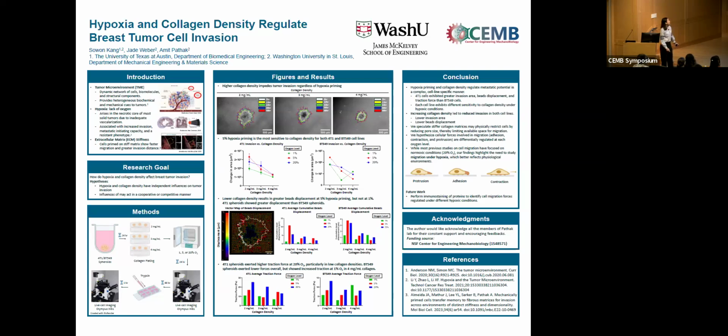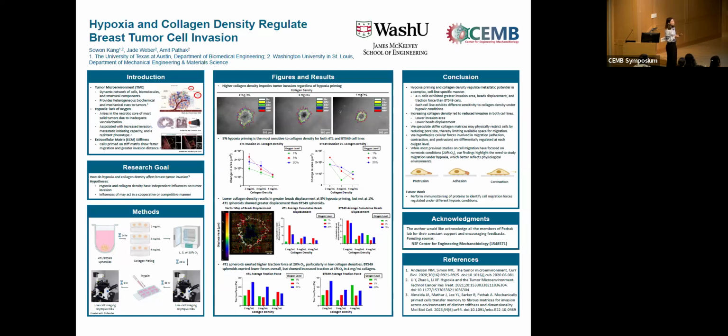So starting off with some introduction. This might be a small image, but the tumor microenvironment is a dynamic network of cells, biomolecules, and structural components that surrounds the tumor and provides biochemical and mechanical cues to the tumor itself. There are different types of biomarkers of the tumor microenvironment, but for our study, we're focusing on two of them. One is hypoxia, which refers to lack of oxygen, and two is the extracellular matrix stiffness.